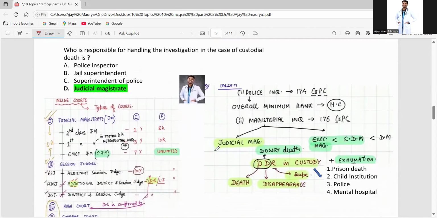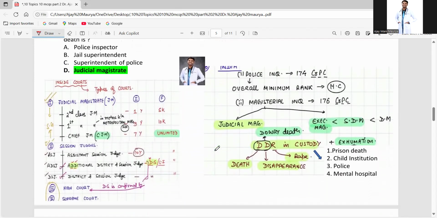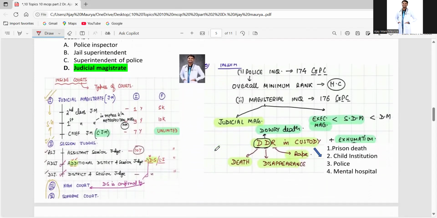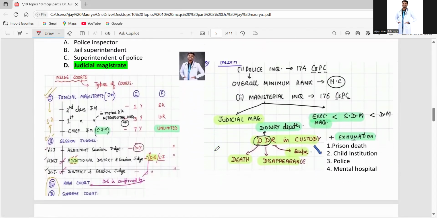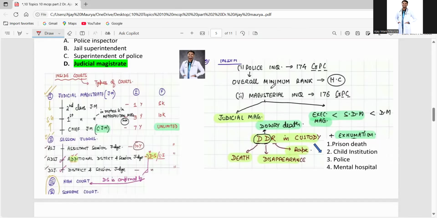See here, who is responsible for handling investigations? Remember, in India we have the police inquest and the magistrate inquest. Under the CrPC, section 174 is the police inquest and 176 is the magistrate inquest. Remember, these were questions in the last examination. The police inquest is 174, the magistrate inquest is 176.